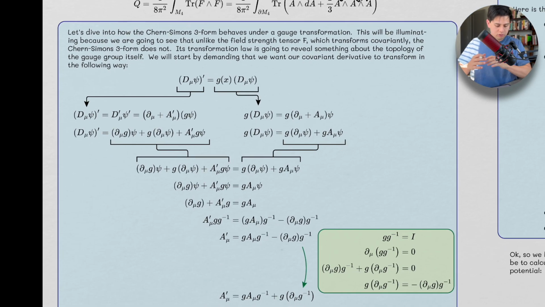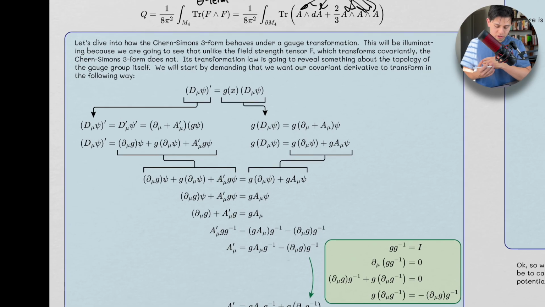So let's dive into how the Chern-Simons 3 form behaves under a gauge transformation. This will be illuminating because we are going to see that unlike the field strength tensor F, which transforms covariantly, the Chern-Simons 3 form does not. Its transformation law is going to reveal something about the topology of the gauge group itself. So let's start by demanding that we want our covariant derivative to transform in the following way, right? Where this thing is going to be our metric on our manifold. Okay.